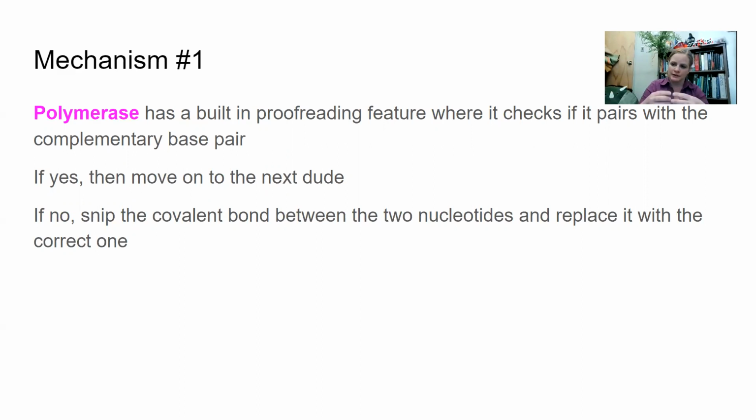But if it doesn't, so if we have a G trying to pair with a T, it's like, no, we got the wrong thing. We go back and try it again. So that's one of the mechanisms. It's right there in the polymerase itself as the DNA is being copied.